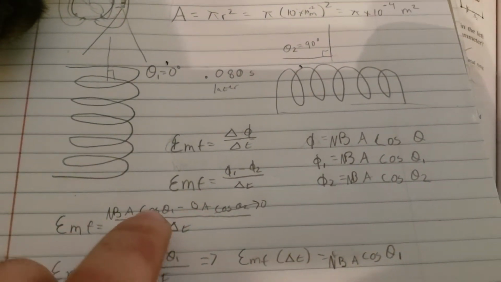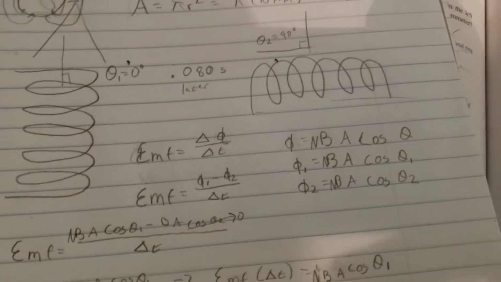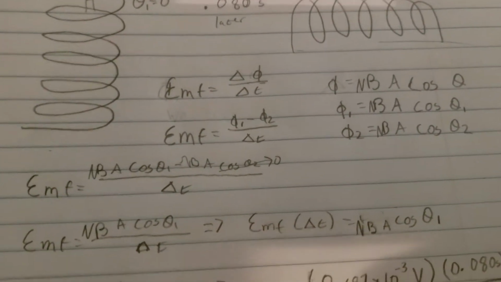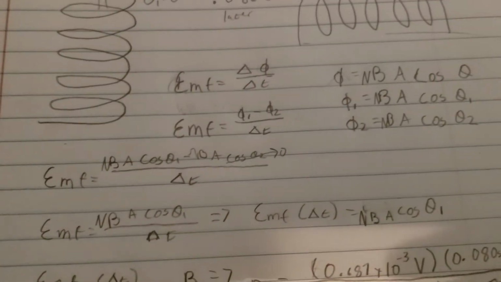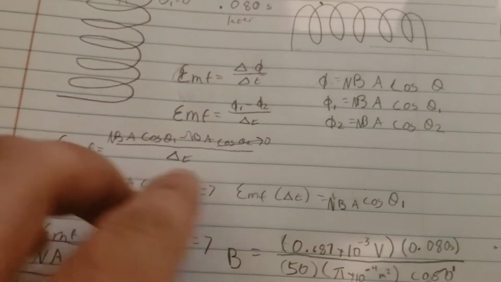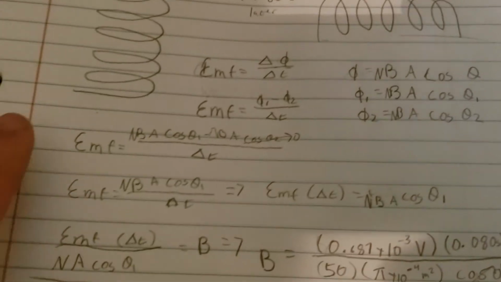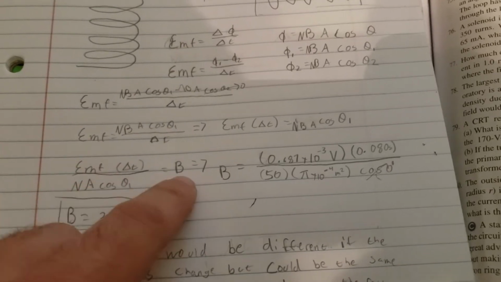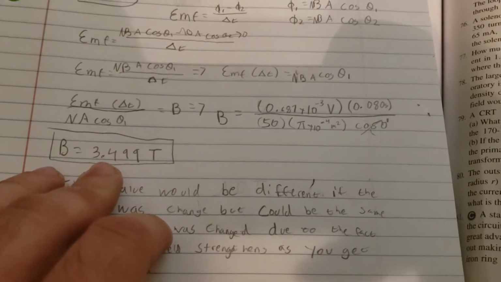It gives us EMF equals NBA cosine theta 1 minus NBA cosine theta 2, which is just 0, all over delta t. And then we're just going to solve for B. So you multiply both sides by delta t, divide both sides by NA cosine theta 1. And that just gives you B. And then we plug in our values, and in the calculator, it gives us 3.499 Teslas.